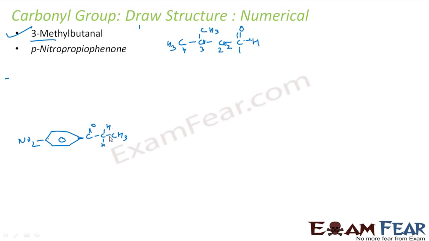This is C. Para nitro you can ignore now. Propiophenone. This is my propiophenone. And then at para position let me add a nitro.